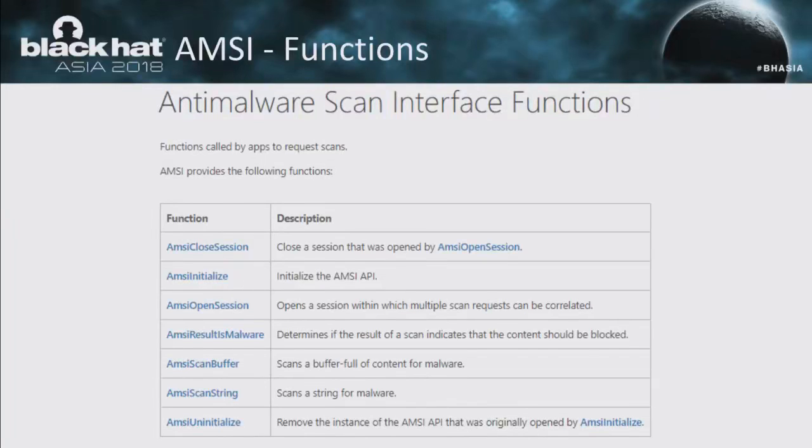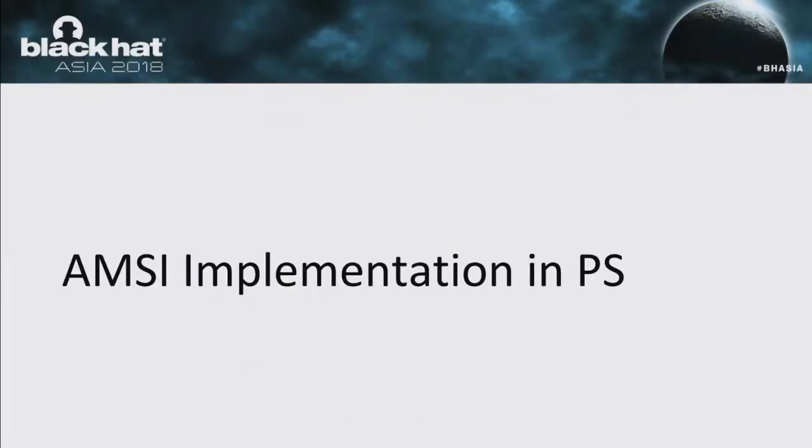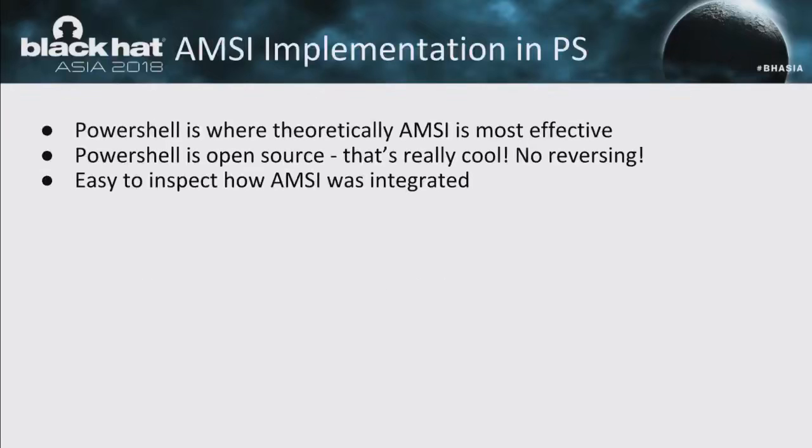And as for MC result is malware, which we're supposed to use to check if we're supposed to block content, well, this is just a macro from mc.h. It just checks if the result is larger than MC result detected. So now that we know how a developer would go about using MC, we need to take a look at how PowerShell uses MC. So let's take a look at PowerShell. PowerShell is where theoretically MC is most effective, because most of our threats are either in PowerShell or VBScript. But PowerShell is open source, so we can take a look at the code online and figure out how it was implemented. And there it's going to be very easy to inspect how MC was integrated.